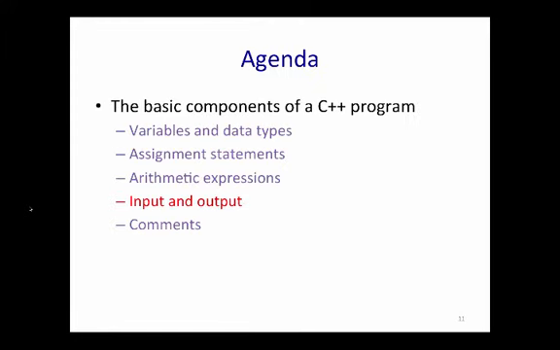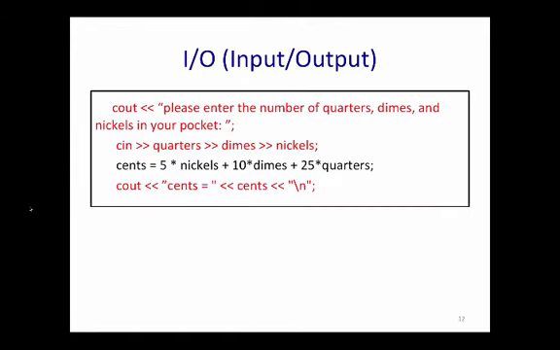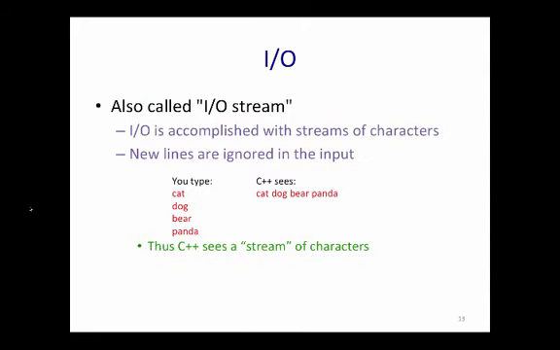Okay, that takes care of arithmetic expressions, and we're going to move on to input and output. And you've essentially seen how to do input and output. You use cin for getting input from the user, and you use cout to produce output to the user on the terminal.